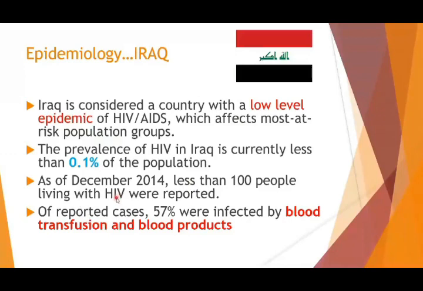Of the reported cases, 57% were infected predominantly by blood transfusion and blood products. So most of the cases in Iraq acquired HIV infection by blood products, or transfusion of blood and its related products. And nowadays this mode of transmission has become uncommon. Why? Do you have any idea why acquiring HIV infection through blood or blood products has become uncommon?